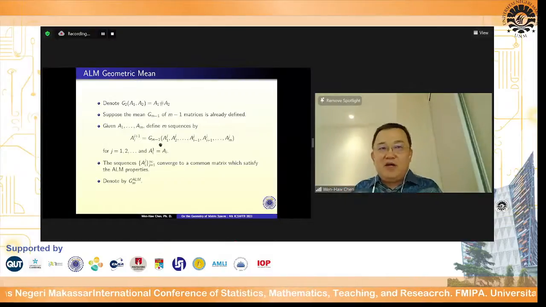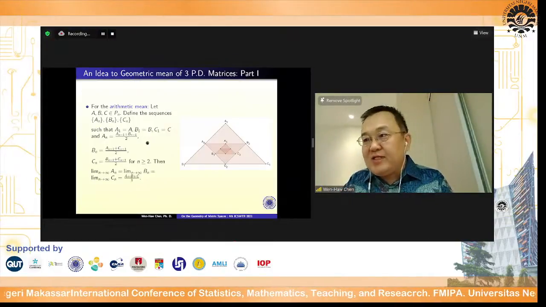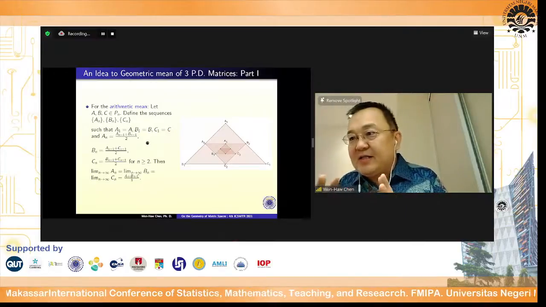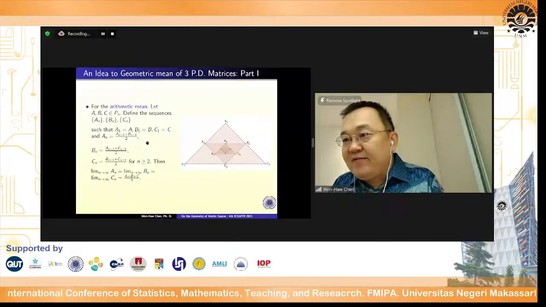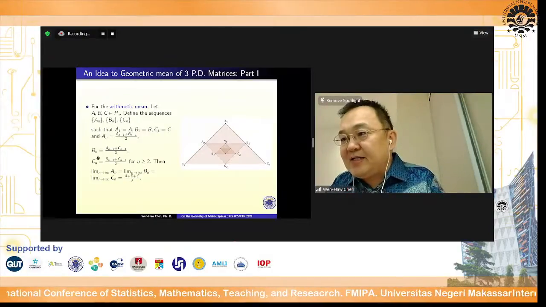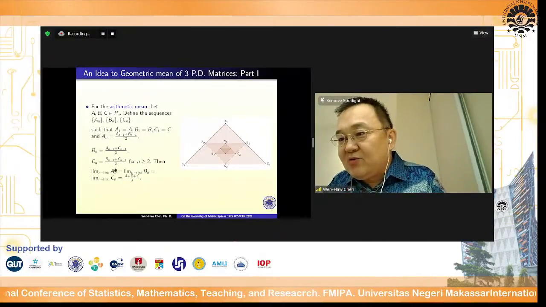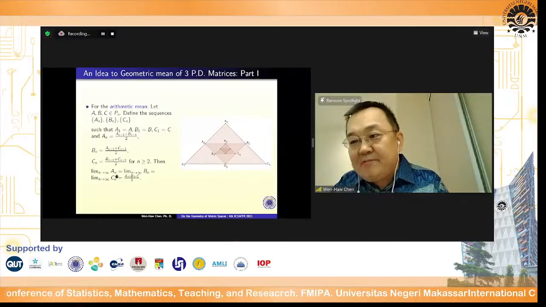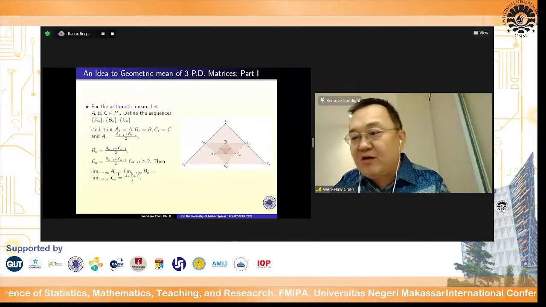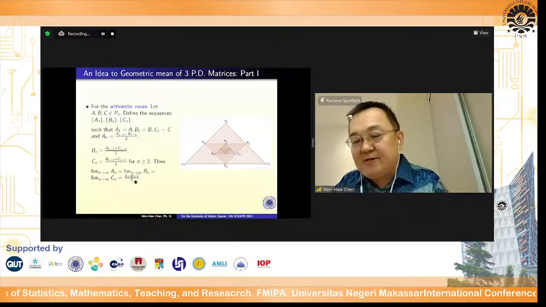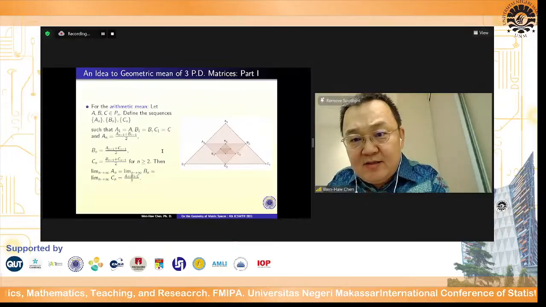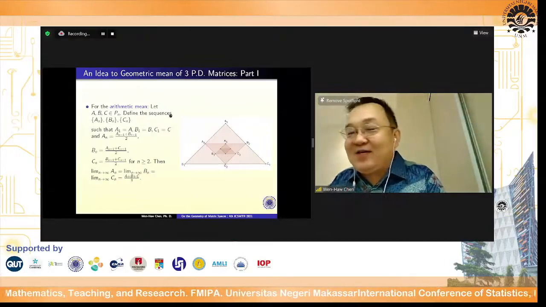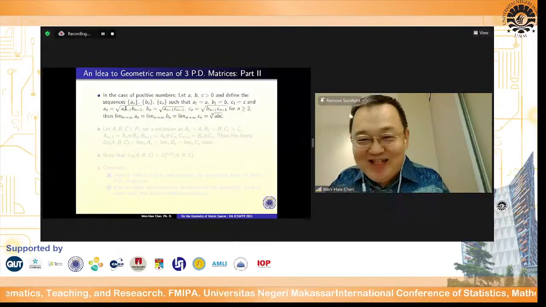Okay, so our contribution is we define, if they have a sequence of positive definite matrices, An, Bn, and Cn. So we find the limit of all this sequence of matrices that have this limit. I'm sorry, Professor, you have 5 minutes. Okay, yeah, that's one.